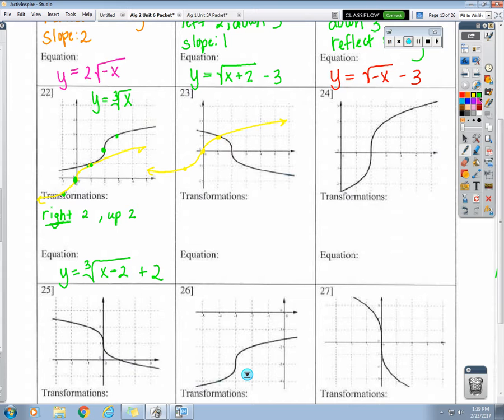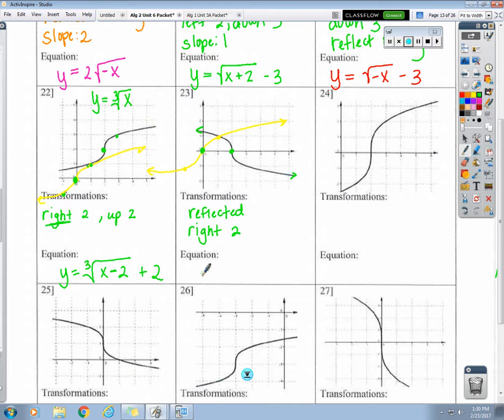So how is this one in black different? It has been reflected. And for cube roots, it doesn't matter over y or over x. You'll just put a negative on the outside. Okay? And what else? Besides reflected, what else? The center was at 0, 0. Now the center is at 2, 0, so correct. It's been moved right 2.